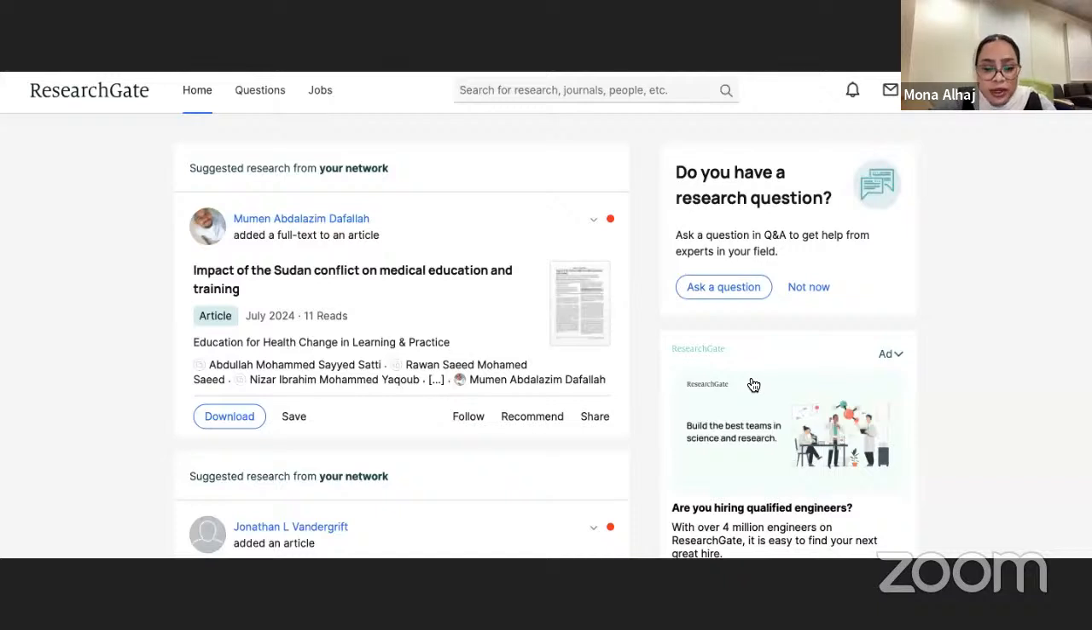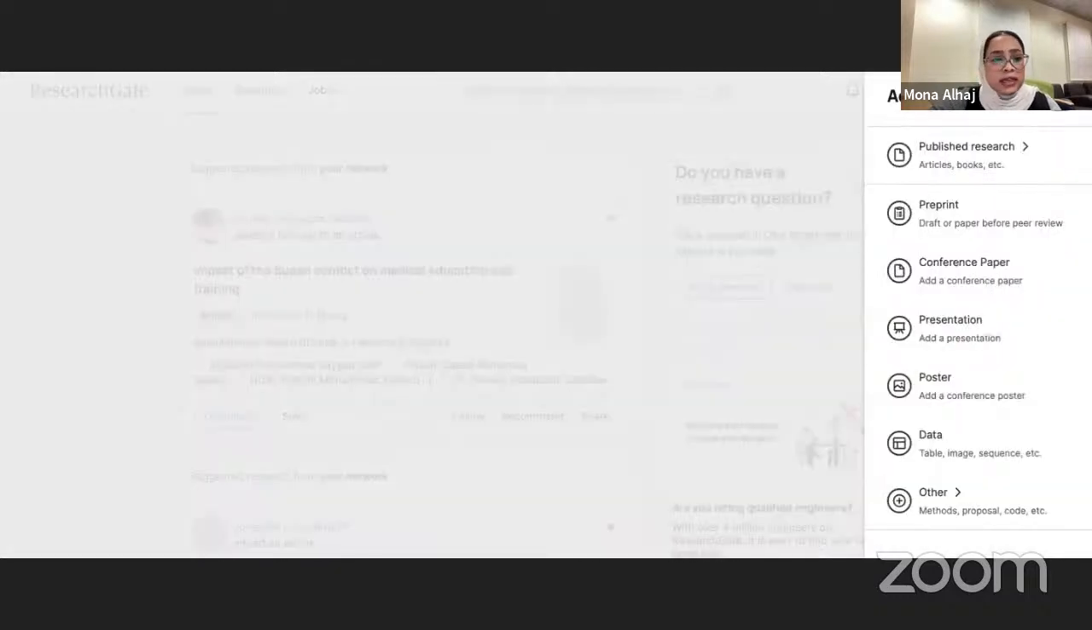First, publication sharing on ResearchGate. It's one of the primary functions of ResearchGate, to share your research with the global scientific community. By uploading your paper, you can increase your citations and get feedback on your work. And it's very simple. You can just press the Add New button. What makes ResearchGate special is that you can share your published research, your preprint, your conference paper, presentation, poster, and even more.